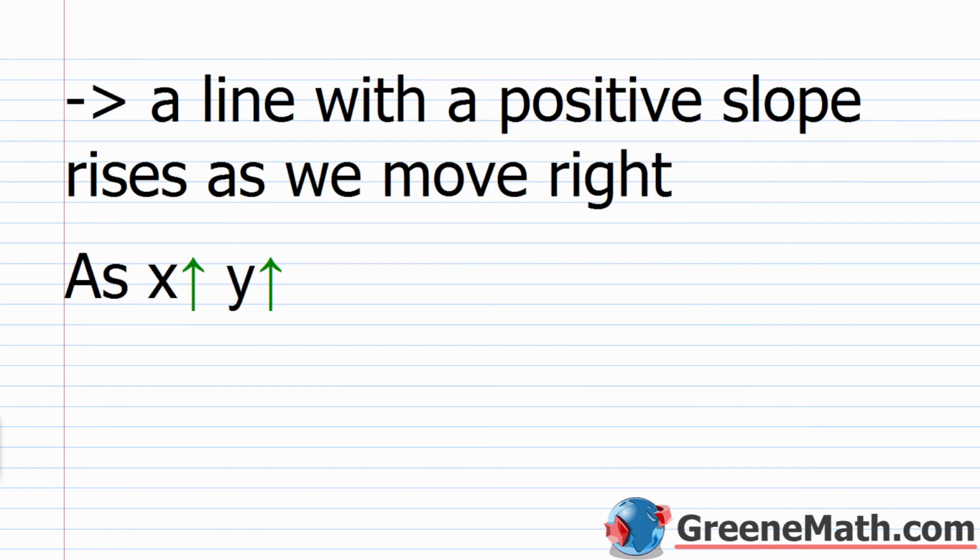All right, so now that we have the basics down, let's wrap up our lesson with a few basic things that you need to know about slope. So the first thing is that a line with a positive slope rises as we move to the right. So that kind of looks like a line that does this, right? So as we move to the right, so as x increases, remember x increases going to the right, y increases. So as we go to the right, the line is increasing in value.